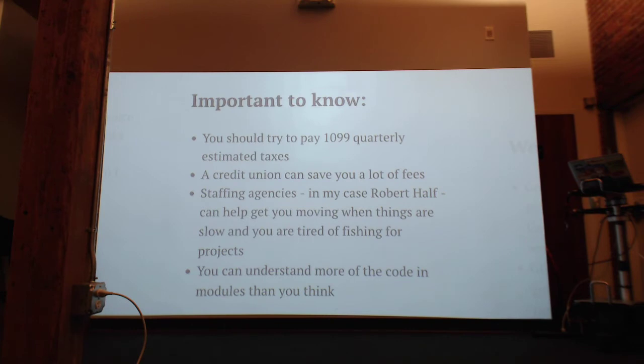It's important to know, if you're into 1099 and haven't done this before, you need to make your quarterly estimated payments or you will get smashed. A credit union can save you a lot of fees. If you find a good credit union, then you're only paying $5 a month for anything.